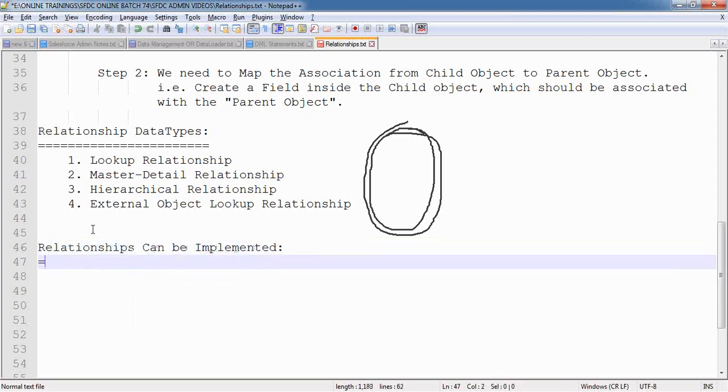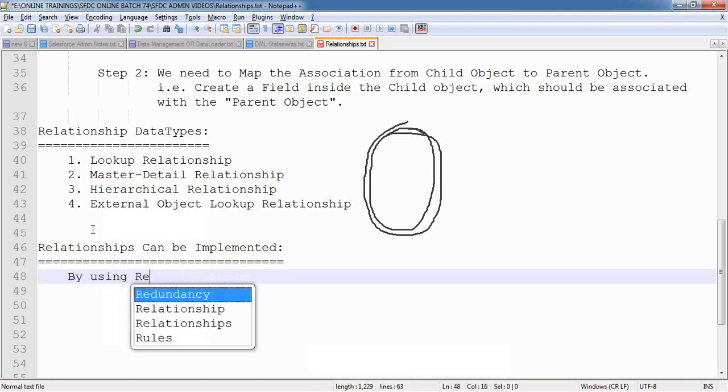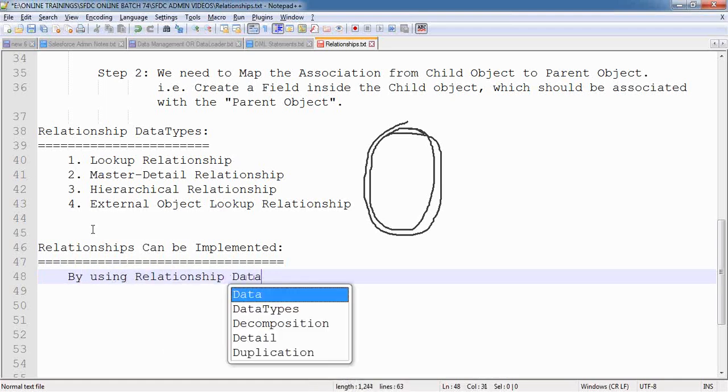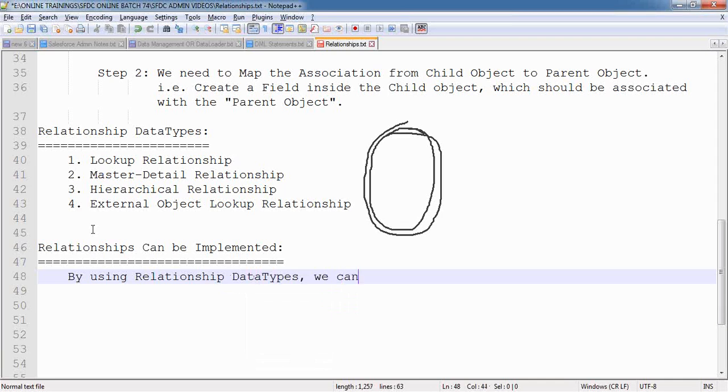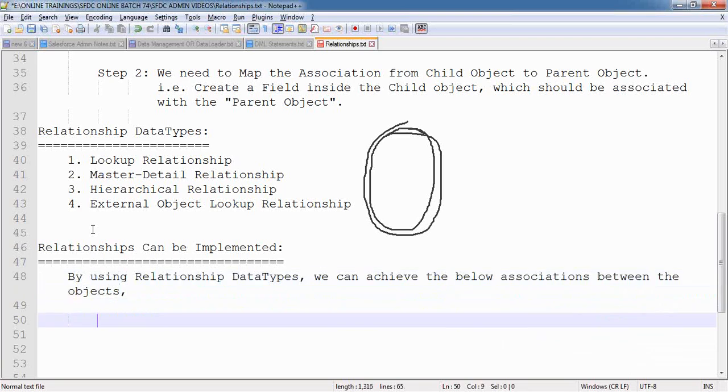So what kind of associations can we implement by using Salesforce here? As part of Salesforce, we can implement various associations by using relationship data types. We can achieve the below associations between the objects. Then what kind of associations will we see?